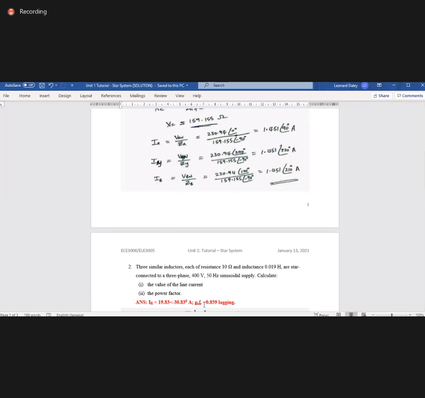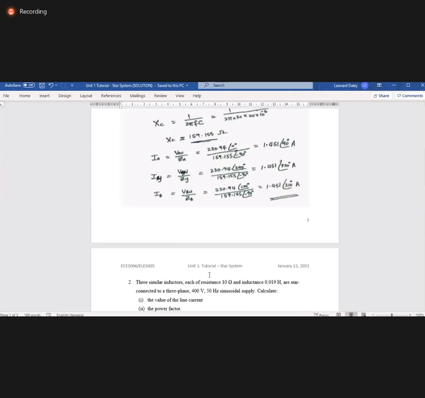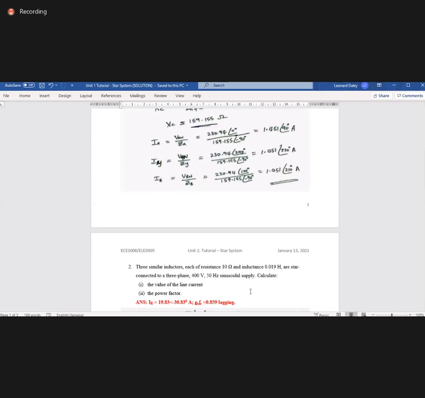Question 2 is kind of similar, but it now has a resistance and an inductance. We have 3 inductors connected in star, but the inductors themselves now have a resistance of 10 ohm and an inductance of 0.019 Henry. Again, you're asked to find the line current and the power factor. Since you had 10 minutes to do that one, let's see if you can do this one in 10 minutes or less.